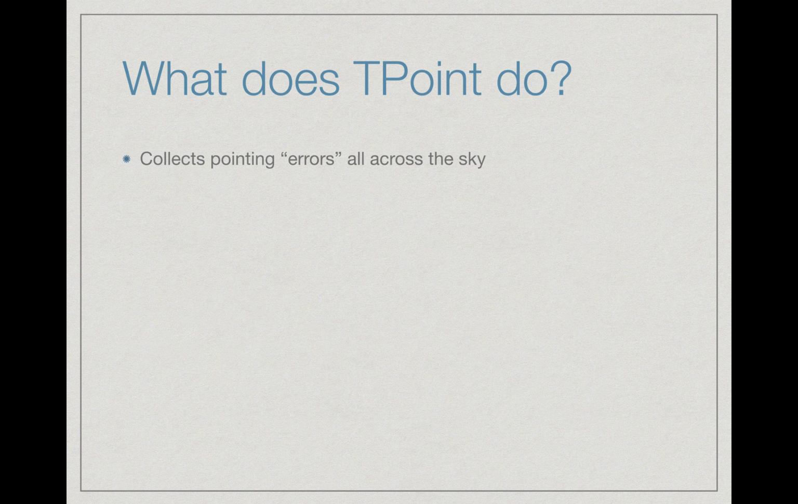Basically, this is a pattern match against the stars in the image, and it tells us where the scope is actually pointing as opposed to where the scope thinks it's pointing. And so this error, or collection of these errors, pointing errors all over the sky, is what TPoint uses to build a model of misalignments in your system.